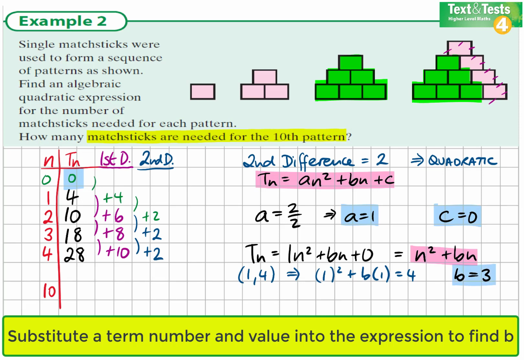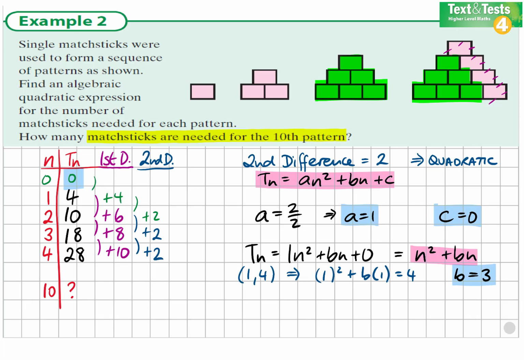And this is all the hard work done at this stage. So we know what our expression is now. We know that a is 1, b is 3, and c is 0. So we can write an expression for term n. We still want to work out what the 10th term is, but the expression for term n would be that term n is equal to n squared plus 3n.